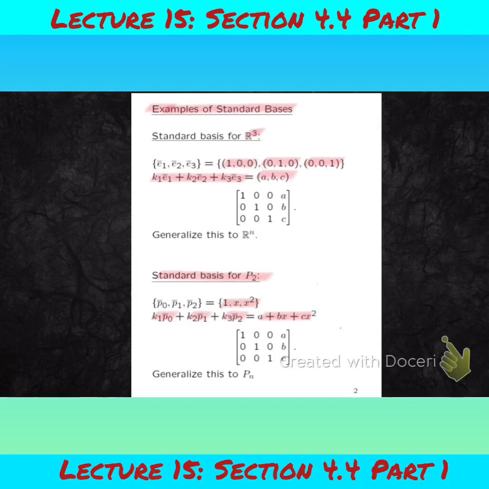Okay, so as I haven't previously stated, you can generalize that to Rn. You can take the standard unit vectors in Rn. We know what they look like, and you can form a basis for Rn. And you can take the standard polynomials and generate the whole of Pn.